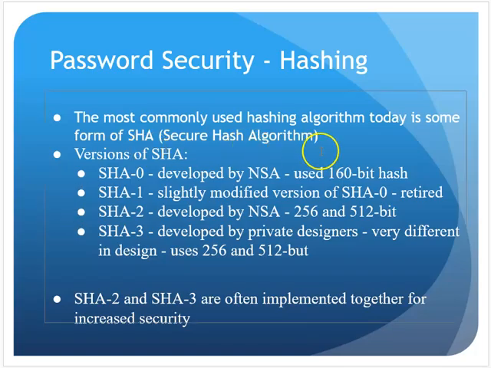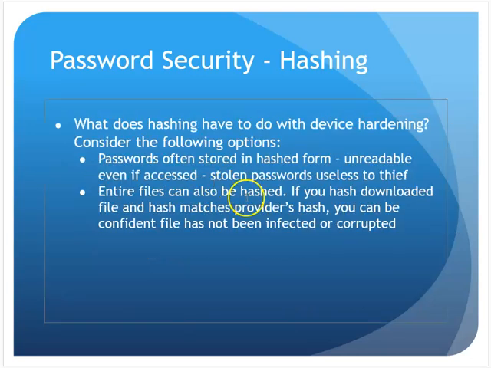The secure hash algorithm, SHA, has different versions that have been used over the years: SHA 0, 1, 2, and 3. 2 and 3 often get implemented together for increased security, for storing passwords and that sort of thing. This is part of device hardening. When I'm storing all my passwords on a database or on an Active Directory database, if you will, storing the passwords hashed like this is a secure way to do this.